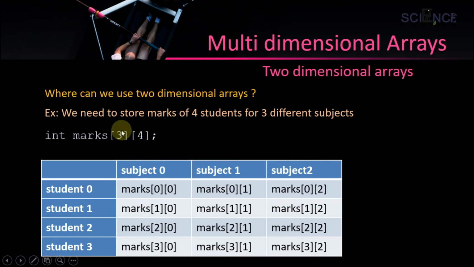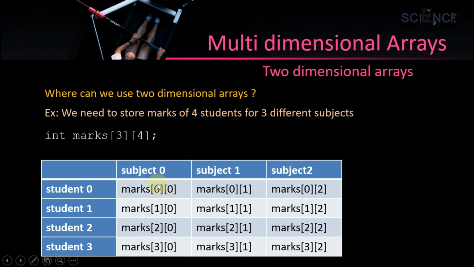You can mention 4 before, then 3 later, right? No difference, but you need to keep in mind what is the thing that I am going to represent in the first square bracket, and what is the thing that I am going to represent in the second square bracket, right? That is a very important thing. So I am going to store like this.